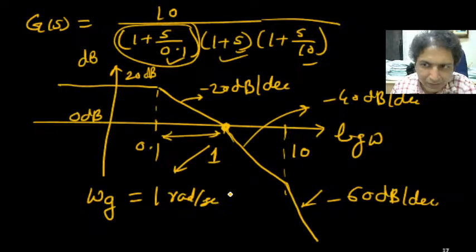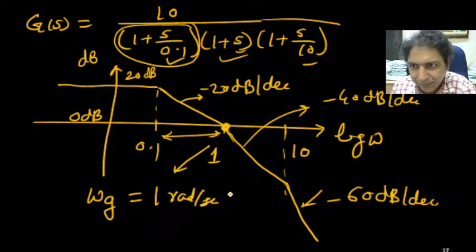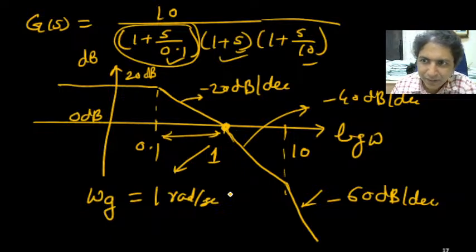So this omega g you need to calculate first, at which frequency gain will become 1. So here we are getting omega equal to 1. Now we need to find out at omega equal to 1 what is the approximate phase. That phase you need to calculate. So what is the phase? Can you calculate the phase?